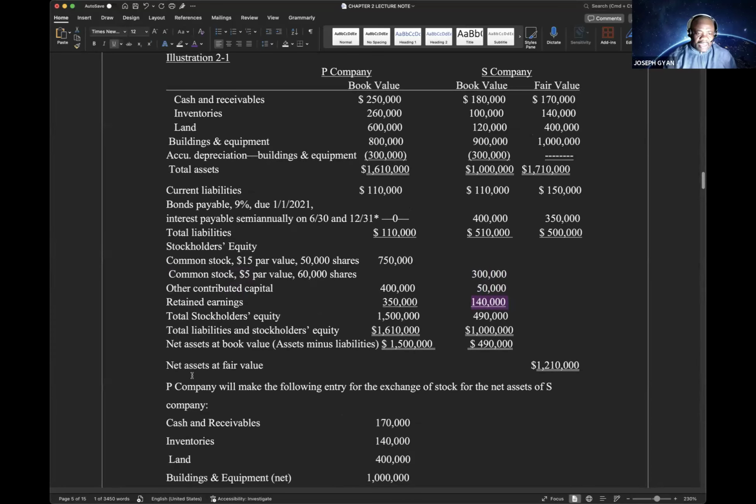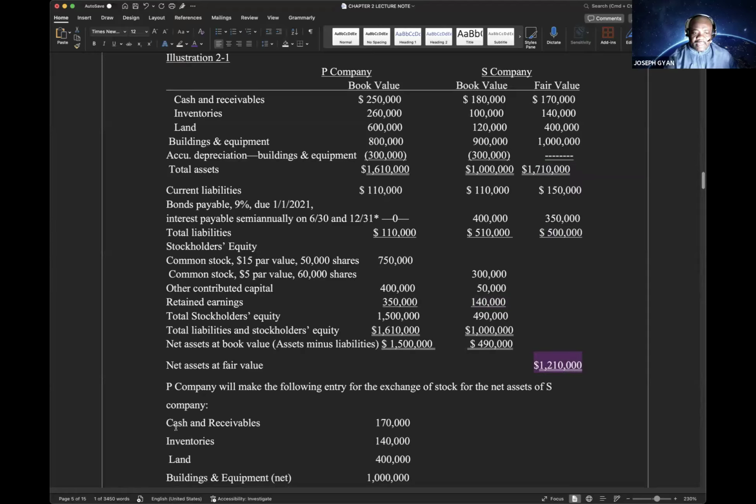Now it's a net asset at the fair value. Net asset simply means that you take, remember the goodwill that we calculated? You take the 500,000, you subtract it from the total asset here, and it gives you the net asset. P company now has to make an adjustment for the exchange of the stock for the net assets. So we are going to debit all the assets of the subsidiary company and credit any liability.